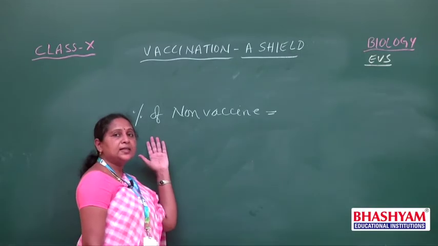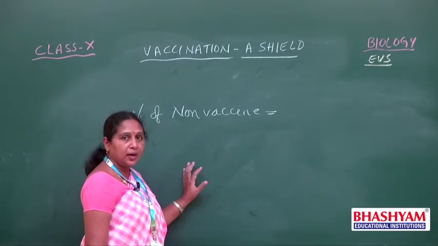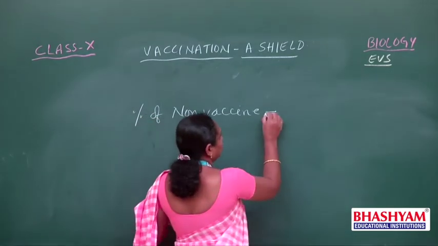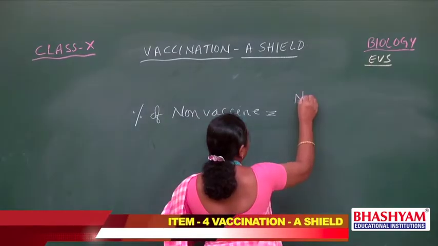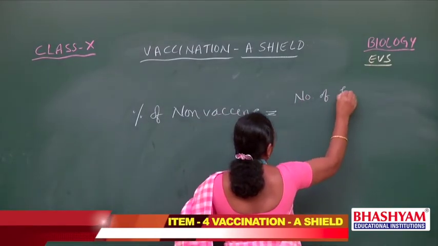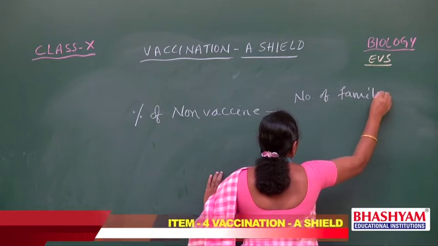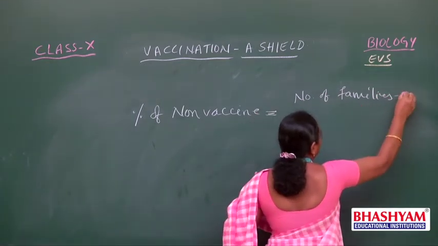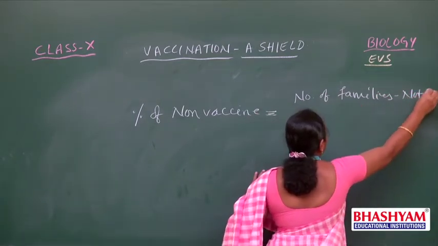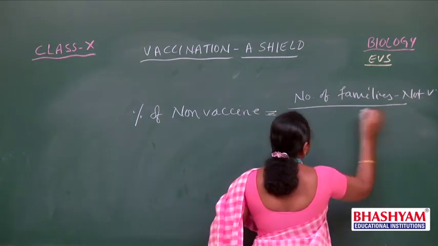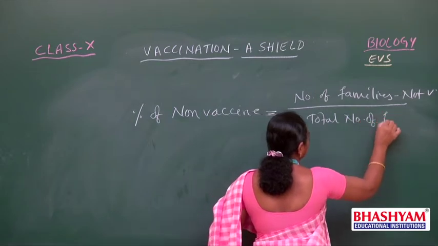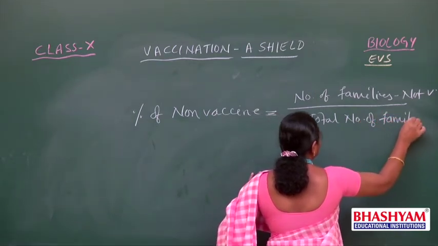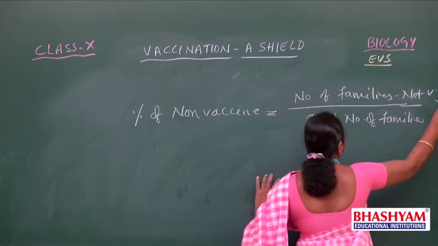To calculate the percentage of non-vaccinated families, here we are going to separate the families which are not vaccinated. The number of families which are not vaccinated, divided by the total number of families in that village, okay, into 100.